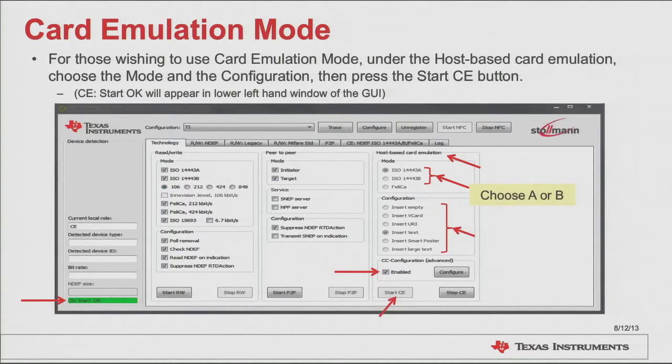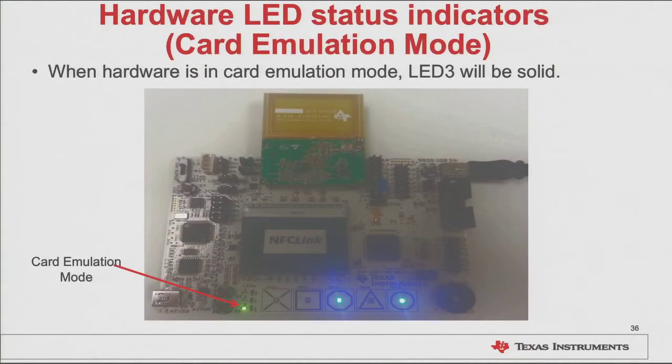For those wishing to use the card emulation mode, under the host-based card emulation, choose the mode, the configuration, and the capability container configuration, and press the Start CE button. When the hardware is in card emulation mode, LED 3 will be solid, and the LED on pad 3 is also solid, indicating one of the NFC modes has been selected.